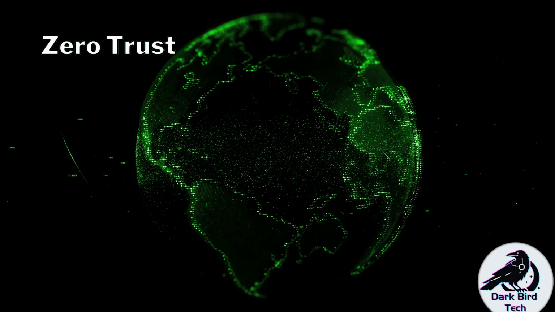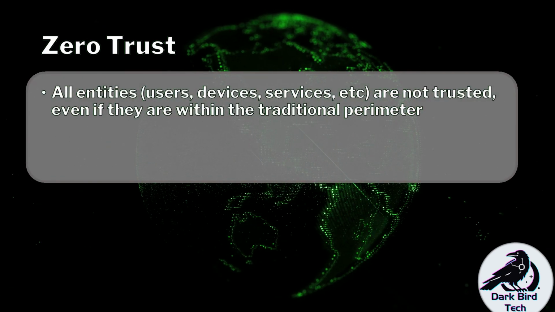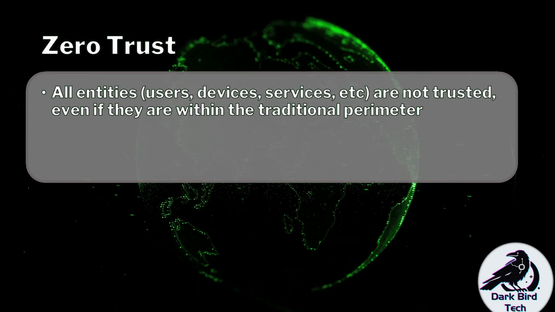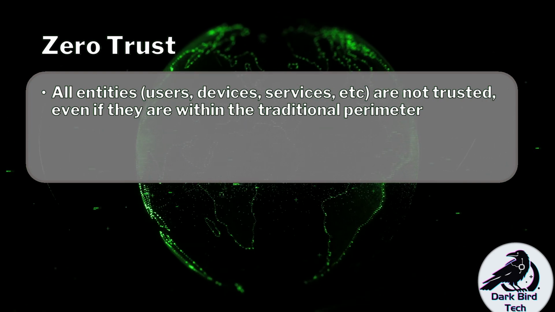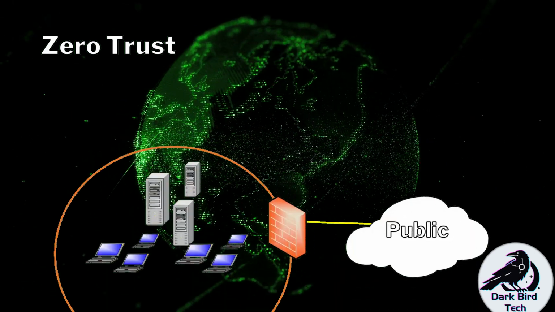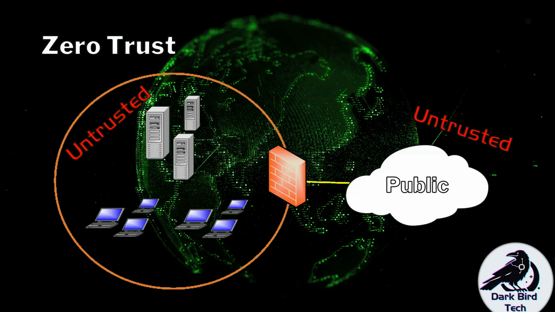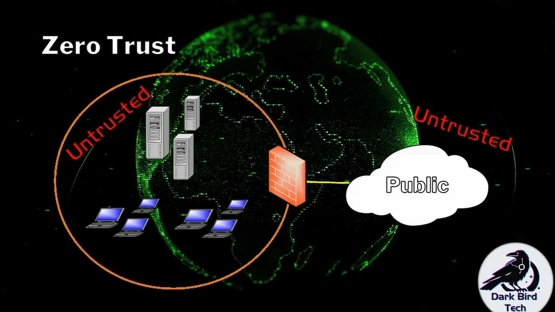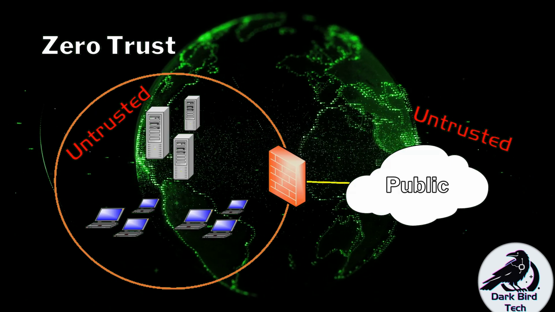Now, the idea of zero trust is all entities, whether it be a user, a device, a service, whatever, is not trusted. Even if it is inside the traditional perimeter, we do not immediately trust it. Okay? So, doesn't matter whether you're inside or outside, you are not trusted. Simple as that. Now, you might think, well, then how are we going to work? How are we going to do stuff? Easy.